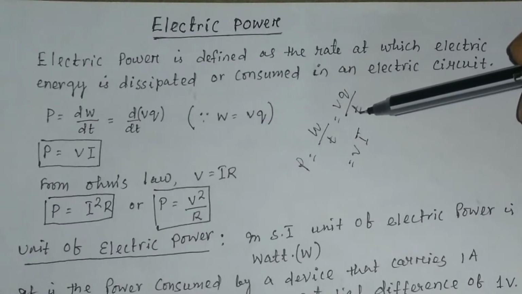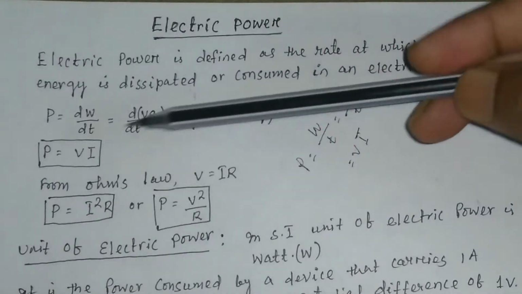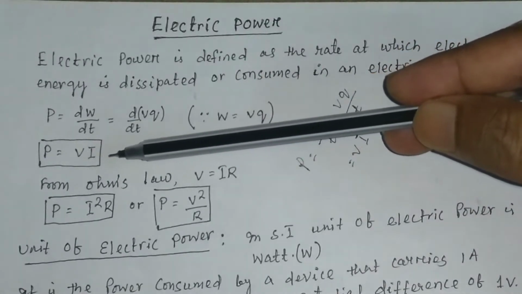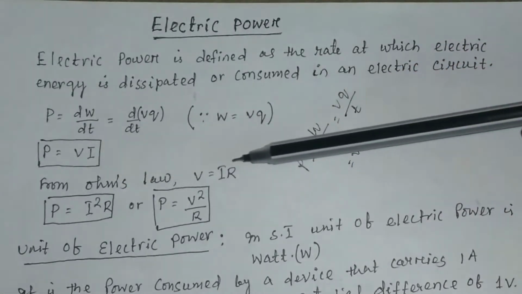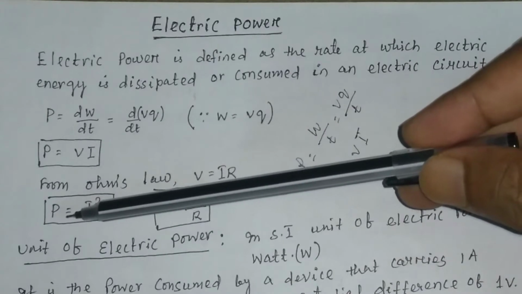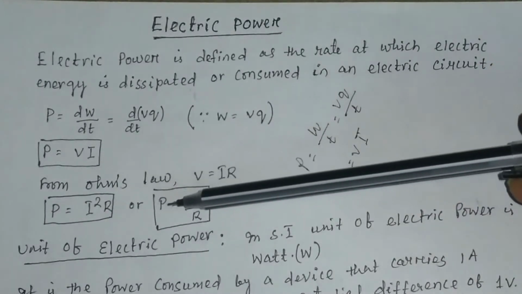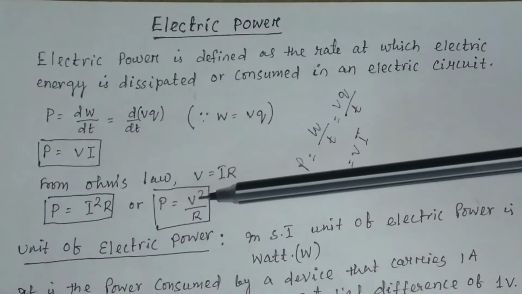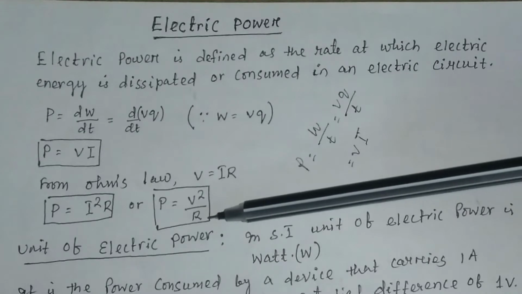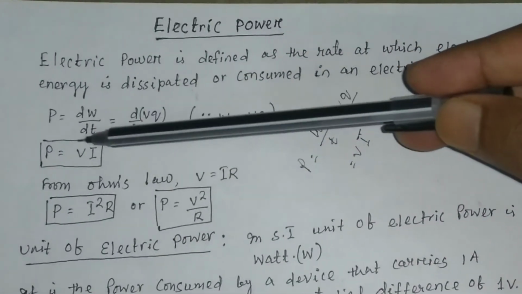Q by T equal to I, so V into I. So write power is equal to potential into current. From Ohm's law, V equal to IR. So either you represent power P in terms of I square into R, or you represent power in terms of V square divided by R. You can write power in this form in your higher class.